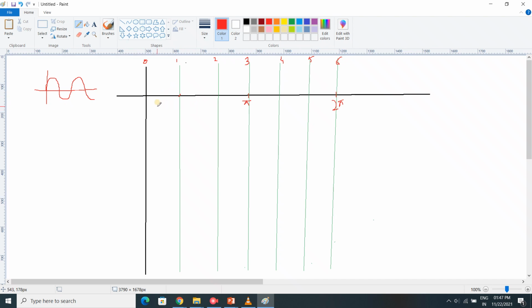Okay, I should. So tell me, if this is pi and this is 2 pi, that means this is one complete cycle. So from here to here, this is half cycle, and here to here this is one complete cycle. So if AC is flowing, then the AC would have been like this, one complete cycle, 0 to 2 pi.